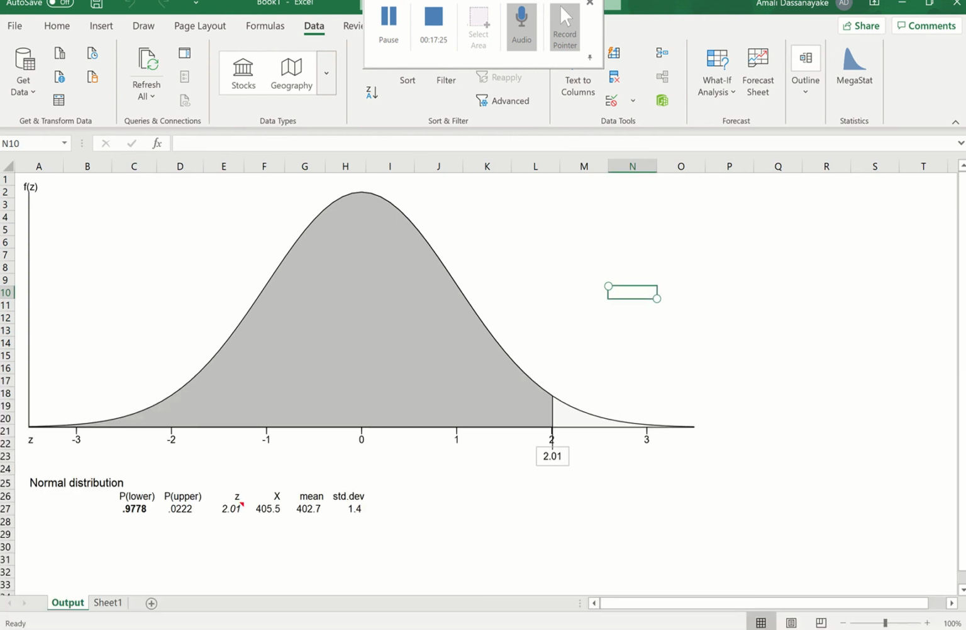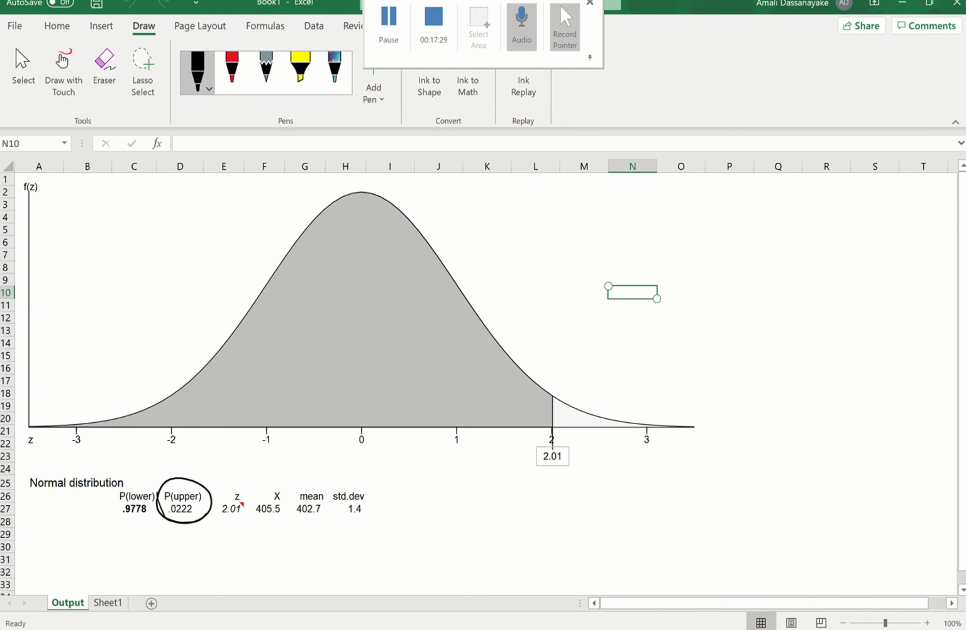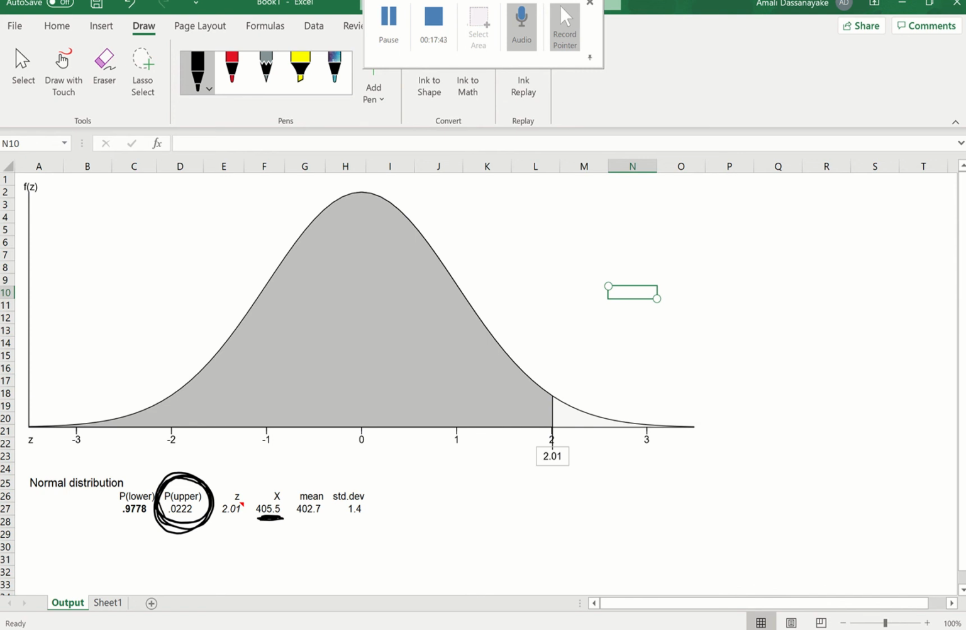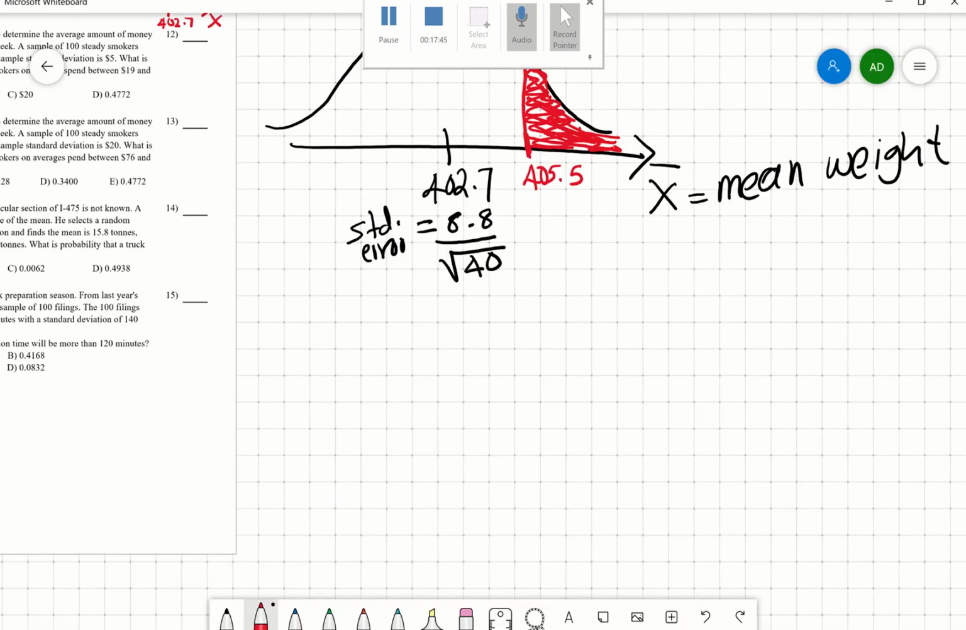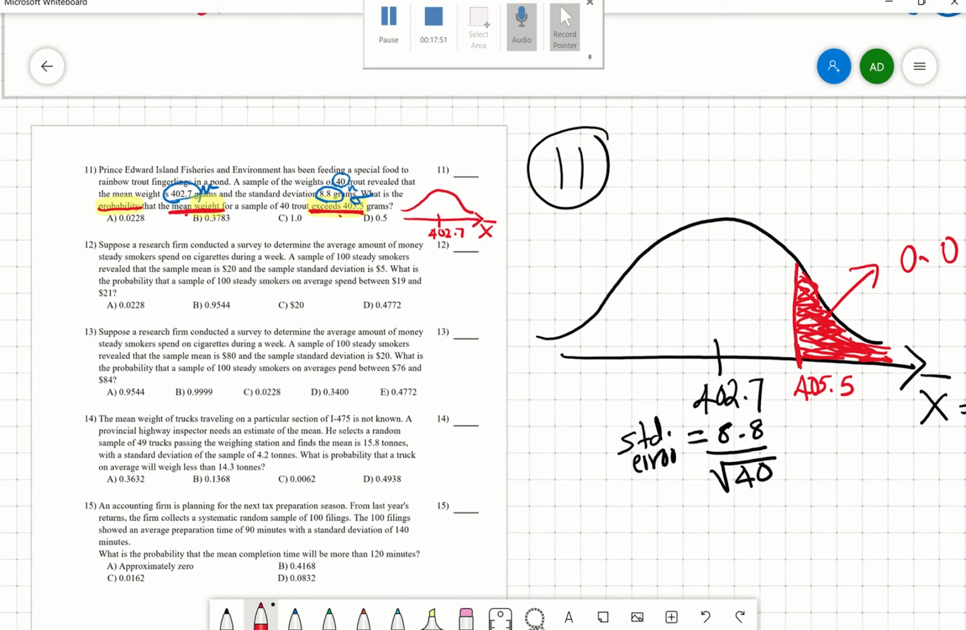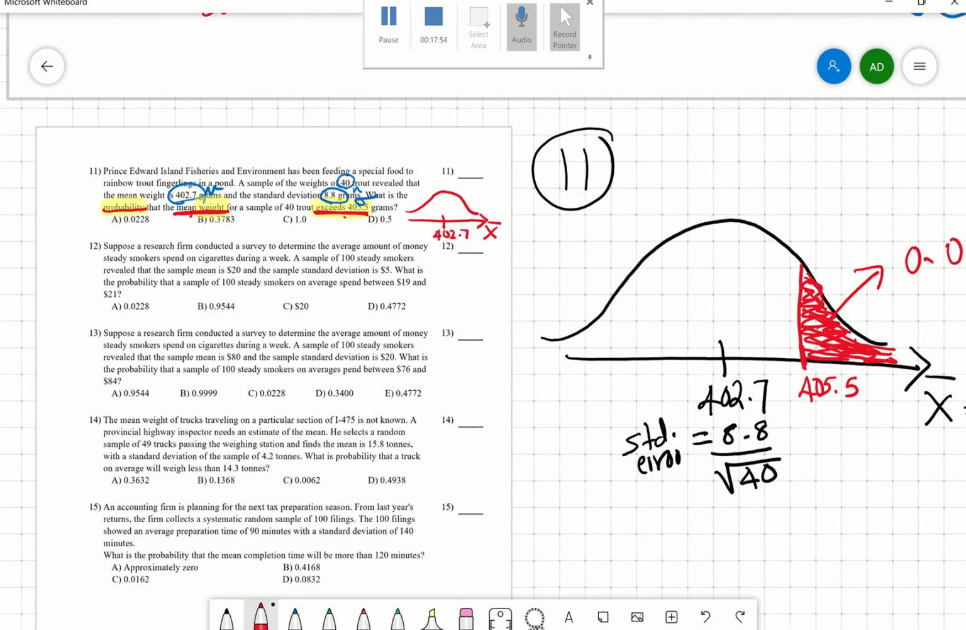Okay, there you are. So upper reading, this is what we need, right? The probability that the average exceeds 405.5. So it's 0.0222. This area right here is 0.0222. Okay, so A is the answer.